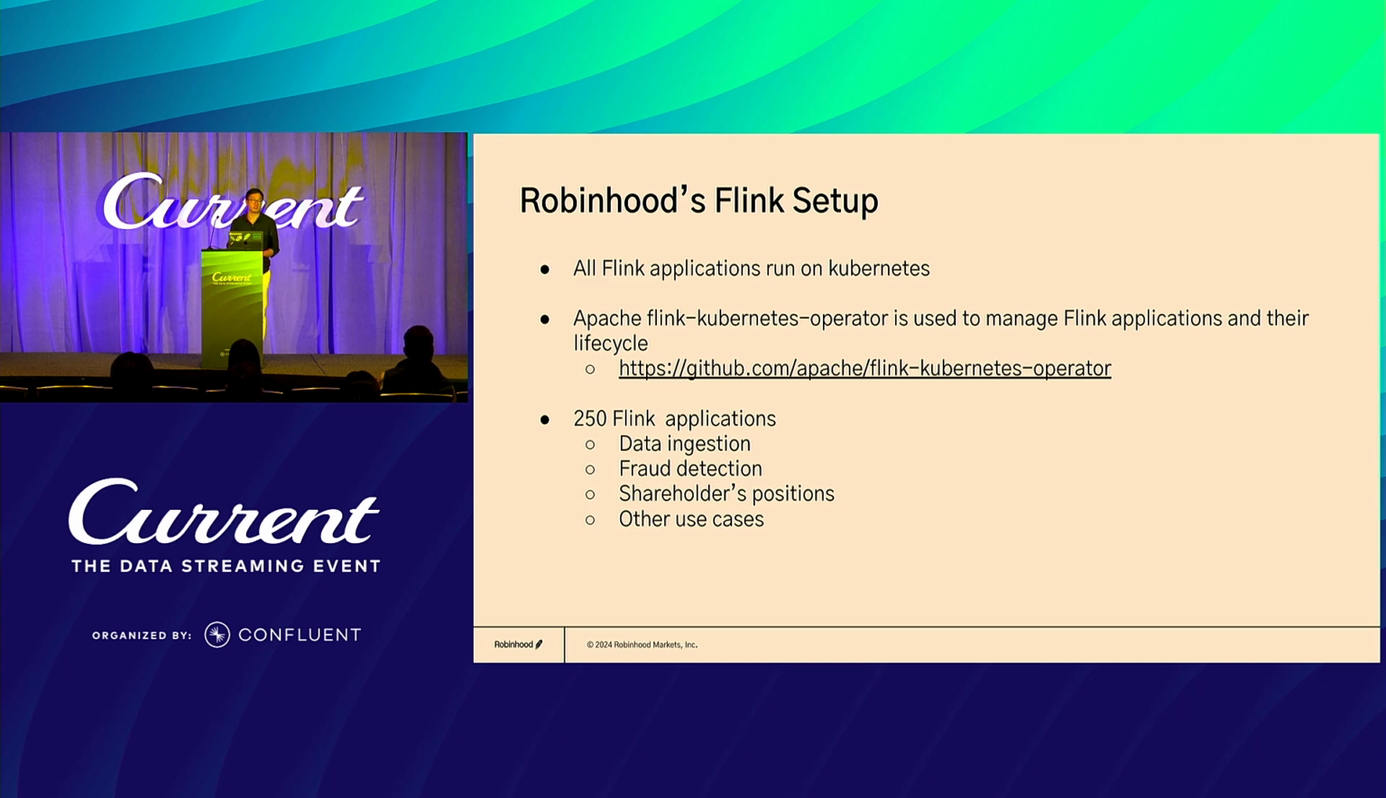We currently have around 250 Flink applications, and most of the use cases are for ingesting data from Kafka topics and storing them in S3 for compliance. We also have applications that are used for fraud detection, which monitor anomalies and trade orders to our market makers, and applications that are used for shareholders' positions, which determine in real time whether a Robinhood user is eligible for a shareholder event. For the fraud detection, shareholders' positions, and other use cases, Flink is used to ingest data from Kafka and store them in different data stores.